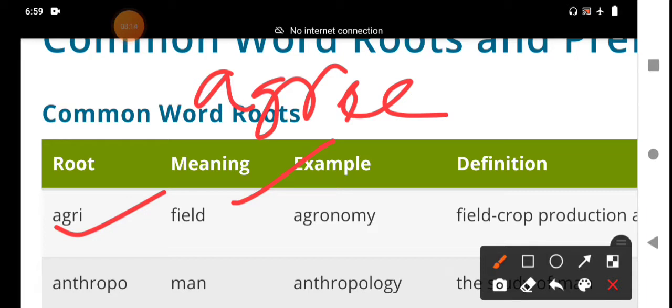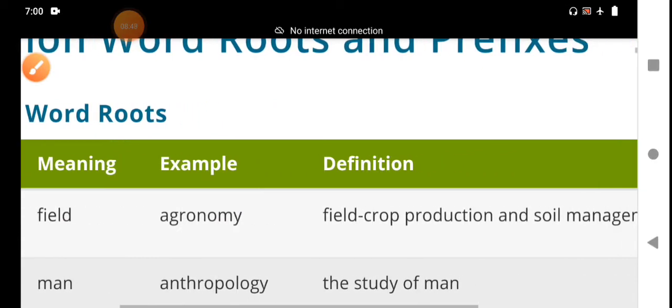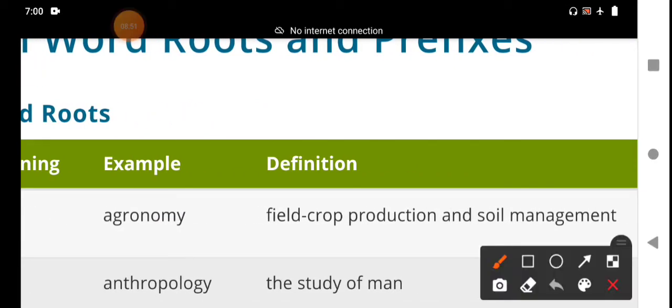That means the derived word with the prefix agri, A-G-R-I, is agronomy. Agronomy is a derived word from the root word agri. What is the meaning of agronomy? Field crops. They have given the meaning: field crop production and soil management. That is the meaning of agronomy.